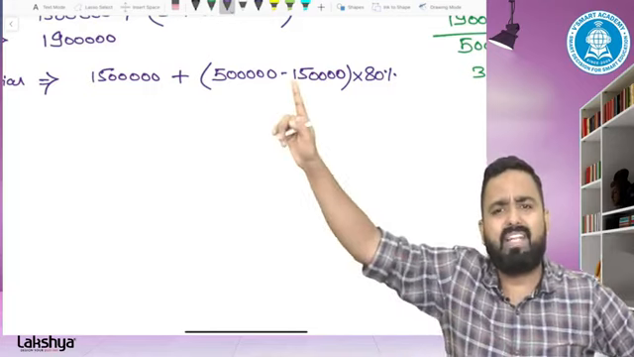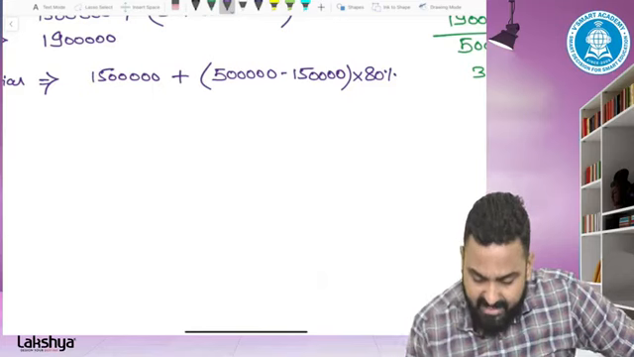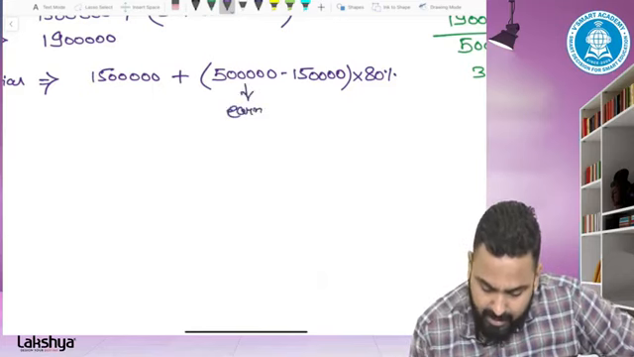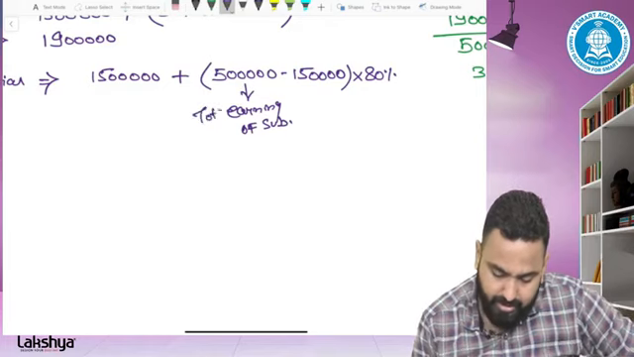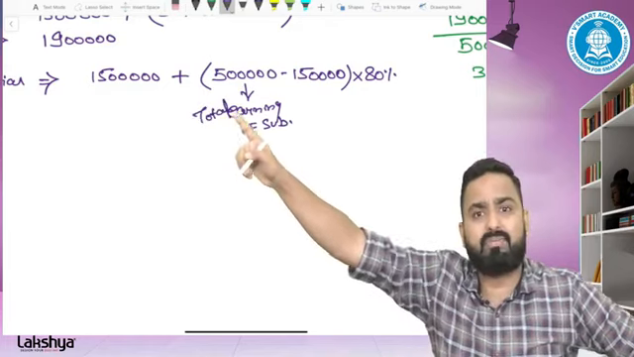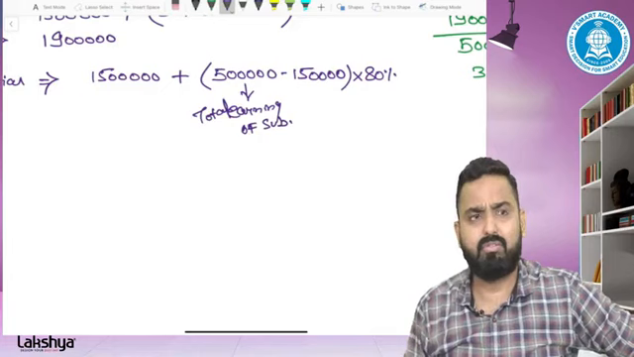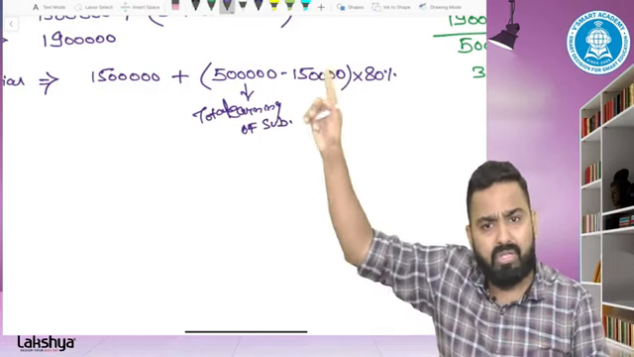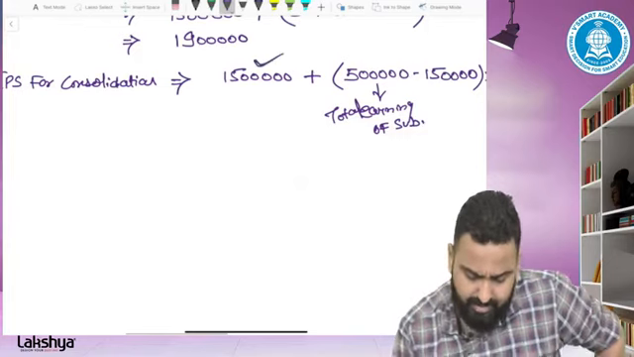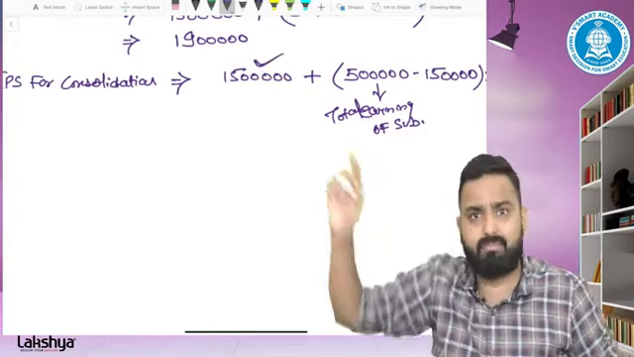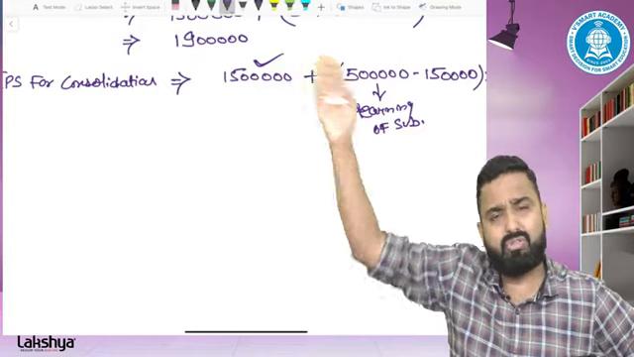Sir, why are you deducting 150 from 5 lakh? See, 5 lakh is the total earning of the subsidiary. Out of this total earning, 150 has been distributed. And out of this 150, 120 has been received by P Limited. So technically this 150 is already inclusive of 120.